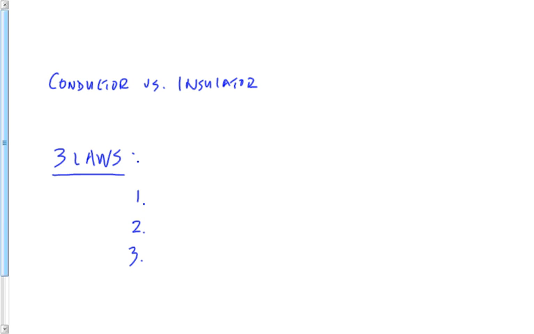You can list the 3 laws of electricity, right? What's the first one? I don't even care what order you give them to me in. Tom? Opposite charges attract. Good. So positive attracts negative, negative attracts positive. Good. Okay, easy enough, right? What's the next one?